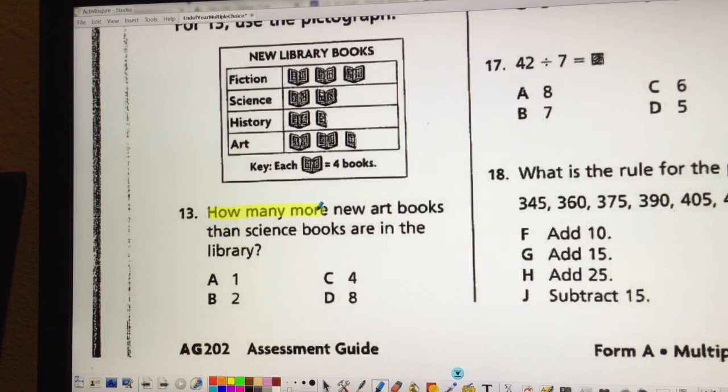Do we add, subtract, multiply, or divide? How many more new art books than science books are in the library? So we're going to be talking about art, and then we're going to be talking about the science. But remember, it says how many more. So you have to think about if you're going to add, subtract, multiply, or divide.